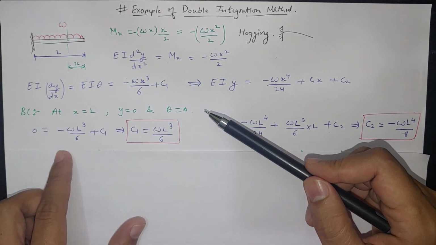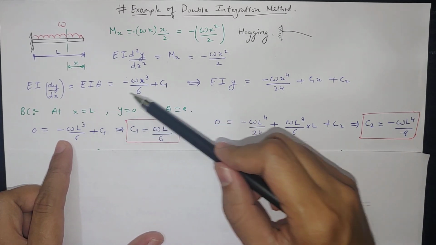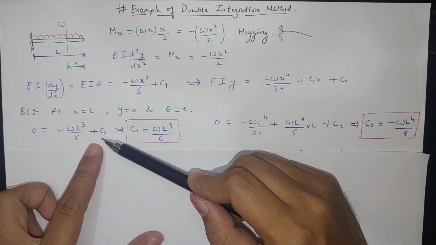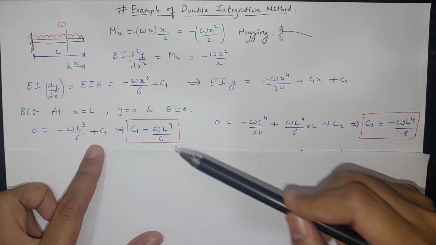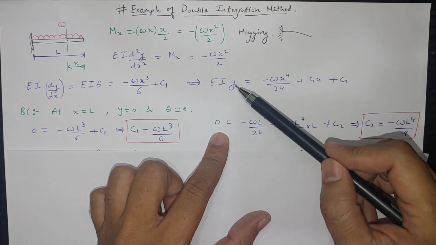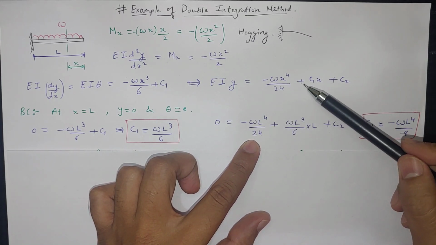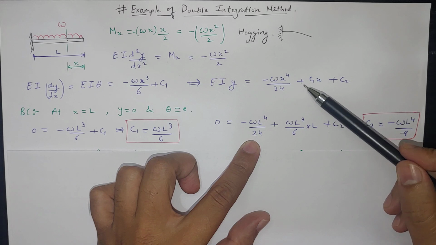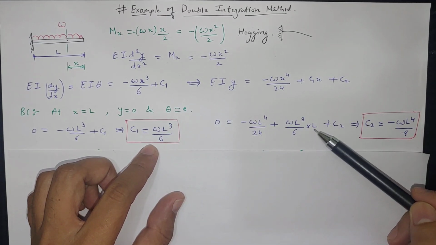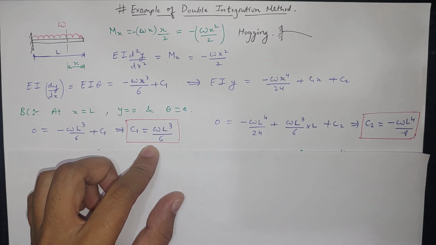So now if we place theta equal to 0 in this equation at x equal to L, we get 0 equal to minus WL cube by 6 plus C1. So C1 comes out to be this value. Similarly, at x equal to L, y is equal to 0. So this term is 0. This term will be minus WL raised to 4 by 24 plus WL cube by 6, from this equation, C1 we are placing in this equation, into x equal to L, plus C2. So C2 comes out to be minus WL raised to 4 by 8.